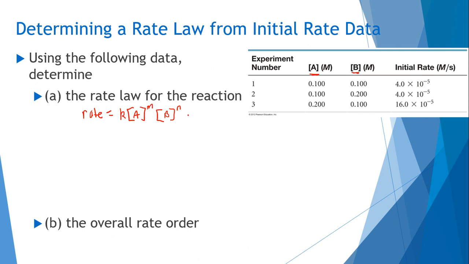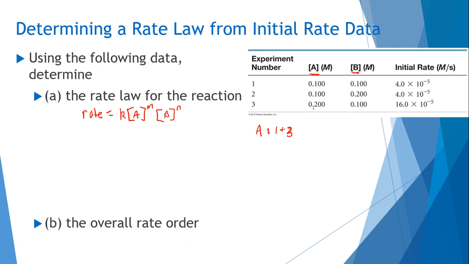So let's focus on A first. In order to calculate what A is going to be, B has to be the same. So if I'm going to look at A, I'm going to focus on experiments 1 and 3. The reason I'm going to focus on 1 and 3 is because that is when B stays the same.